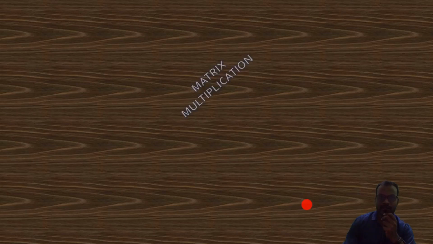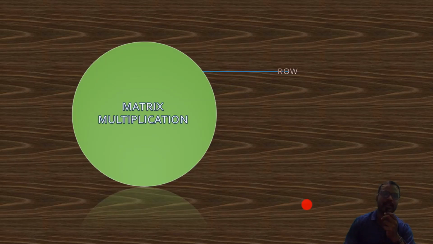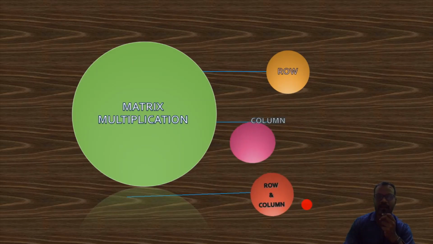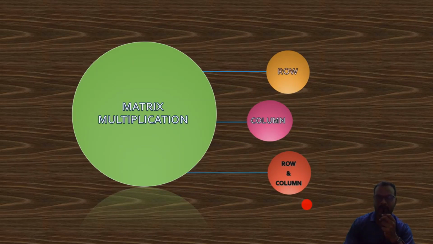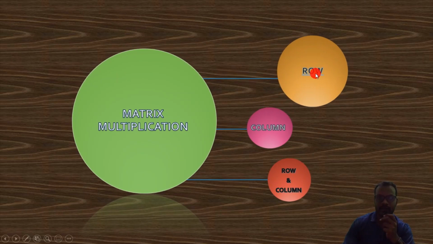In this lecture, I am going to explain matrix multiplication in three ways. In general we use row and column multiplication. Now I am going to teach how to do matrix multiplication using row multiplication, column multiplication, and row and column multiplication. So let us start our lecture. First I am going to explain what is row multiplication. So let us start.